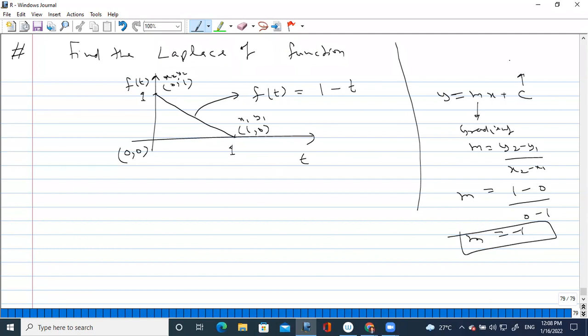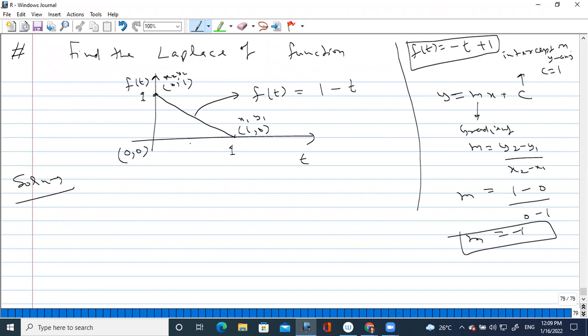Now c is what? Intercept on y-axis. So the intercept on y-axis, it is getting at 1. So c is equal to 1. So y, which is your f(t), will be mx plus c. In place of x, we are using t. So minus t plus 1. So this will be the function. So basic thing you have to apply, then you can get it. So it is 1 minus t.